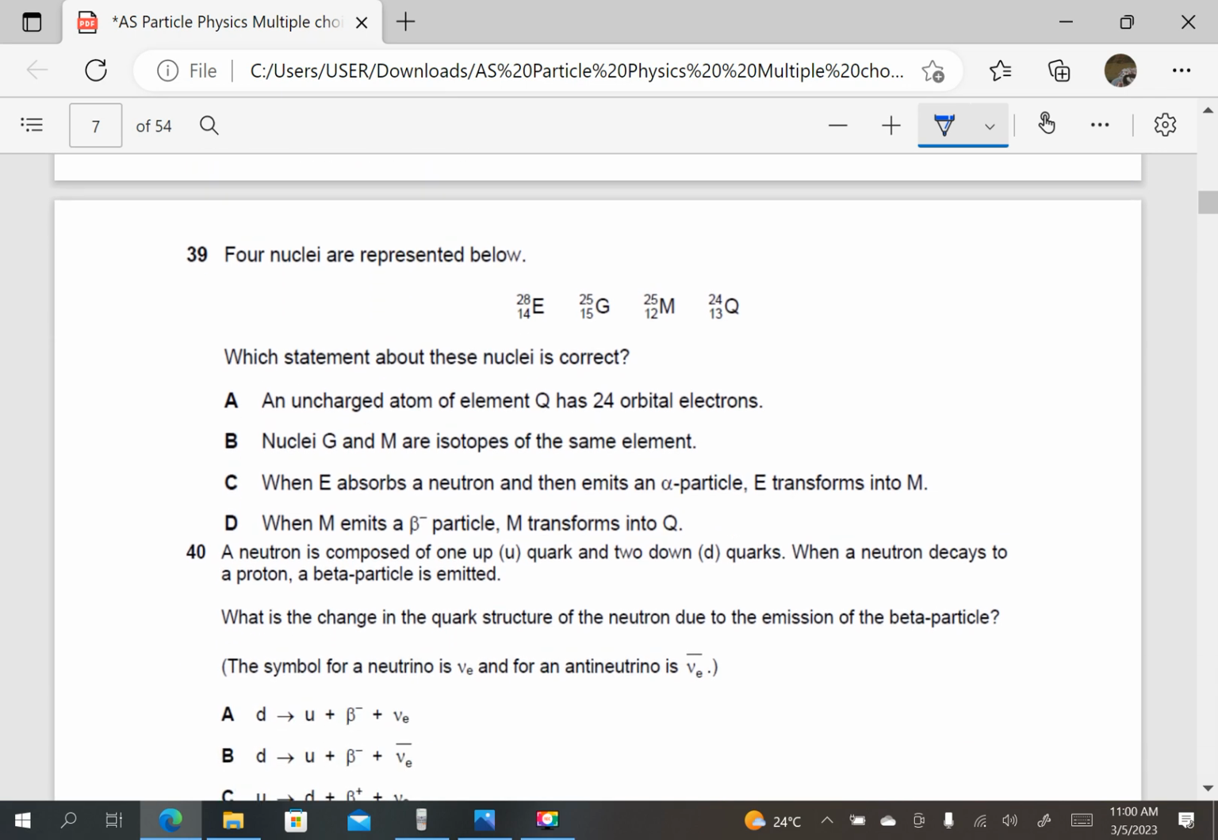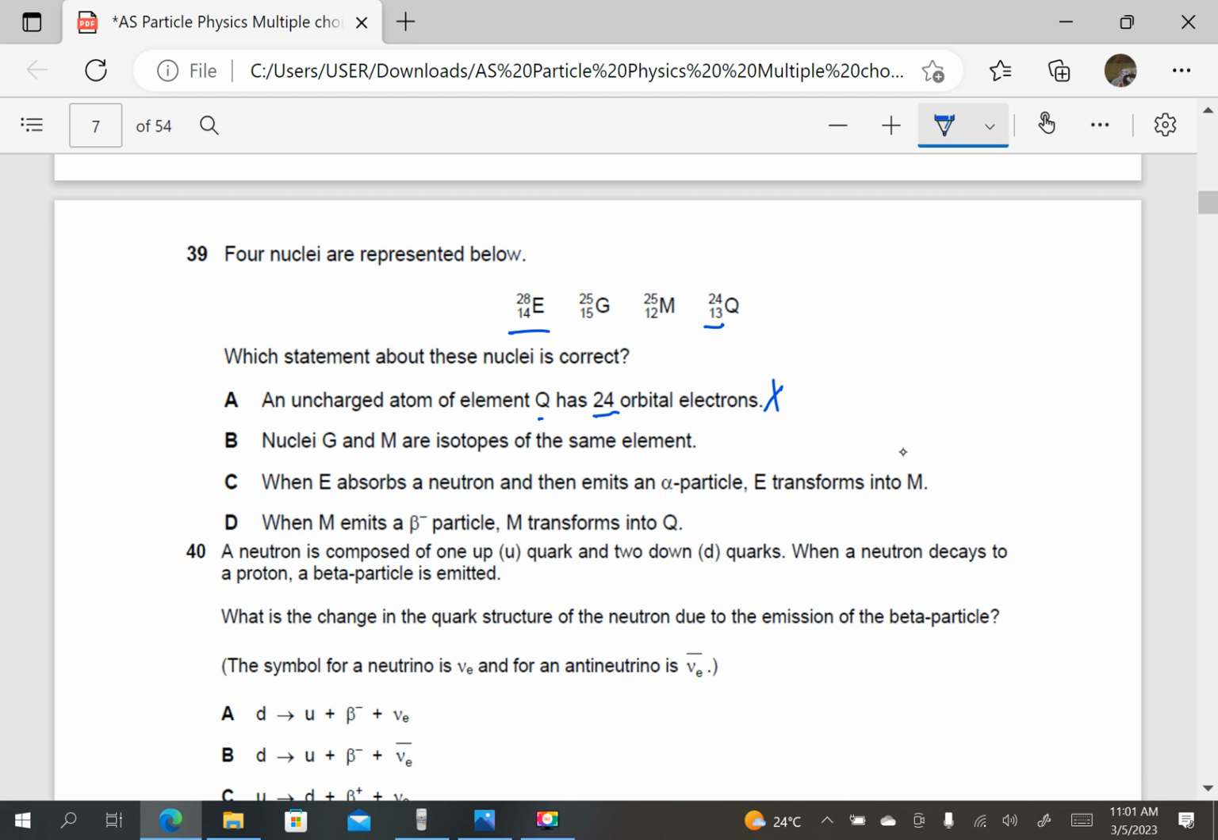Four nuclei are represented below. Which statement about these nuclei is correct? An uncharged atom of Q has 24 orbital electrons. Q has 13 protons, so the number of orbital electrons can't be 24, it must be 13. The number of protons should be equal to the number of electrons for the atom to have charge 0.